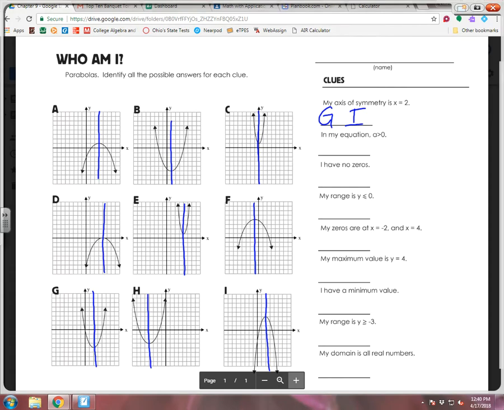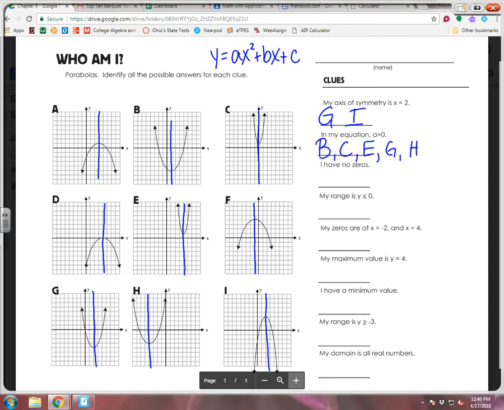This says, in my equation, A is greater than 0. Well, you know that for a quadratic equation, it could be like that. So if the A is greater than 0, which is what this says, that means it has to be positive. Well, we know if the A is positive, it is face up. So this question is asking me which parabolas are face up. So I will write the letter of all of those parabolas that are face up.